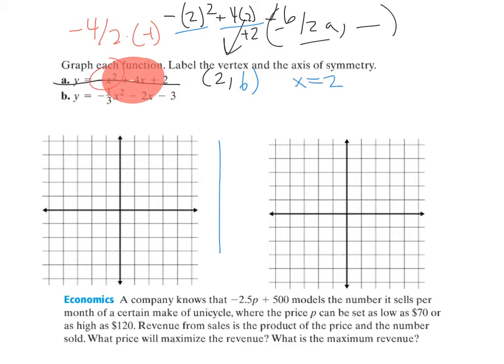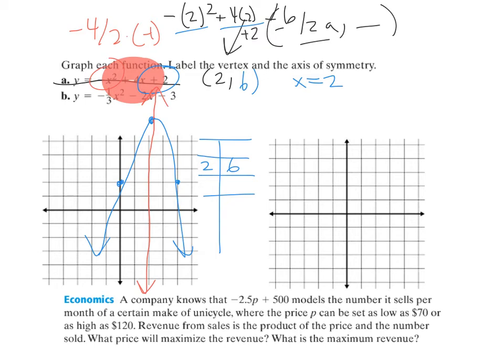So when you make a table, you can put 2, 6 in the middle, so over 2 up 6. And then the y-intercept is 2. Now, if this is my line of symmetry, x equals 2, and I have my y-intercept, I know that another point over here has to be over here. So that's what my graph looks like.